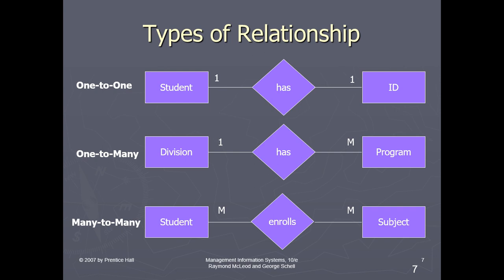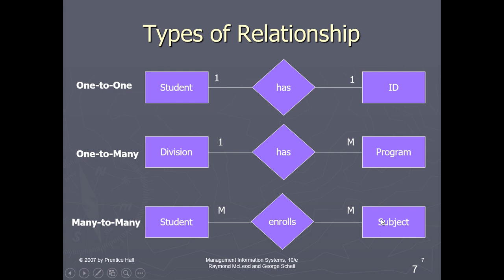1 to many, so we have division has a program, so we're going to put 1 for division, and then many for program. So for example, say division, like DepEd, we have a division and there are many programs. Okay, so many to many, we are going to put M for many. So many to many is student enrolls many subjects. So if you're a student, then you're enrolling in many subjects. So we have M on this side, and we have also M on this side.